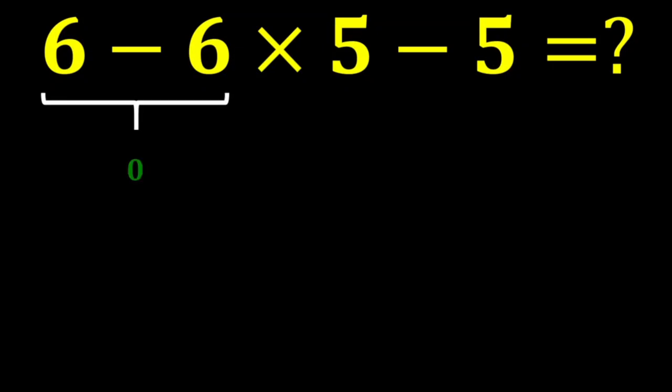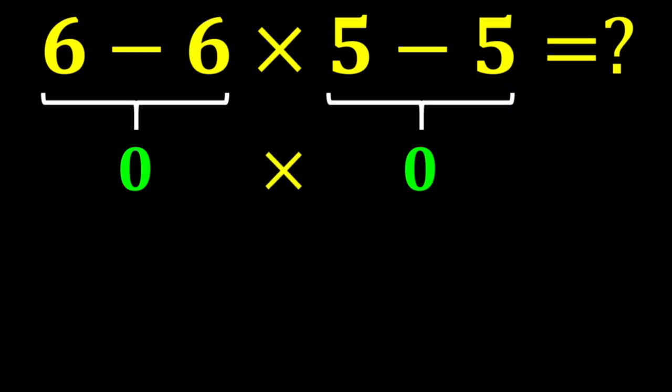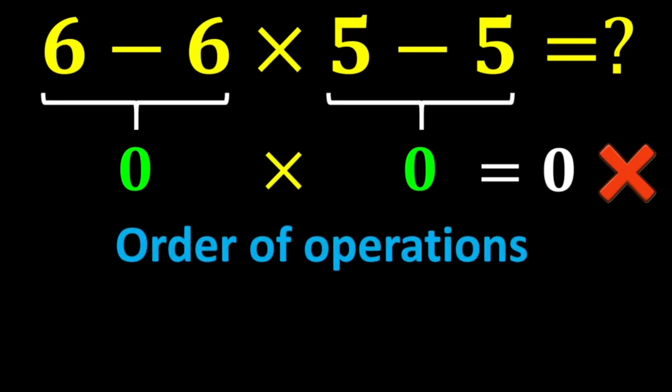6 minus 6 gives us 0, and then 5 minus 5 gives us 0. In the end, 0 multiplied by 0 gives us 0, which is our final answer. But this answer is not correct because we did not follow one of the most important rules in mathematics called the order of operations. The order of operations tells us that when we face a mathematical expression, we cannot start solving it from anywhere we like.